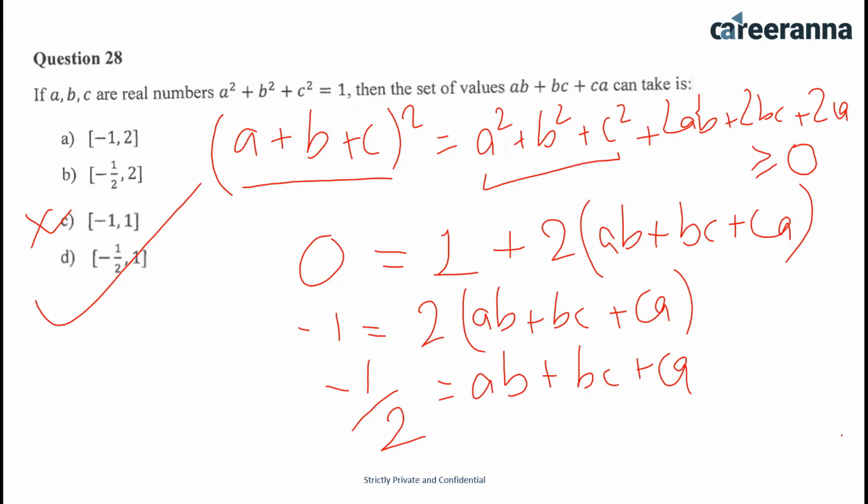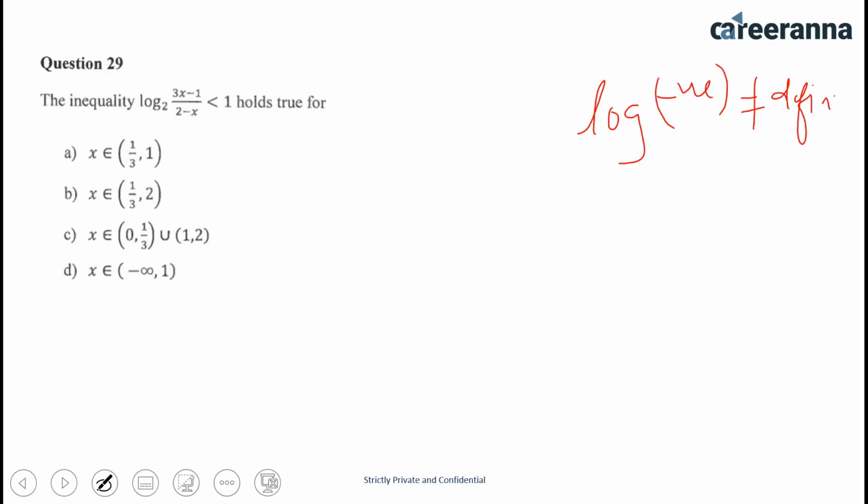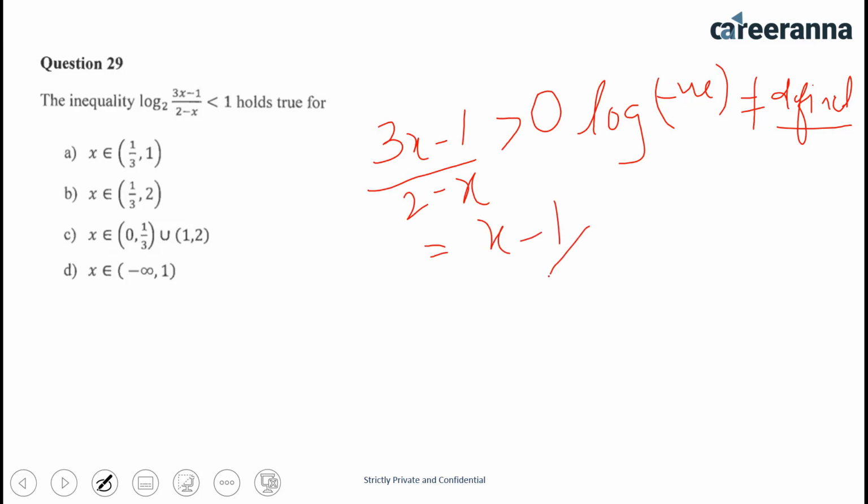So let's move on to our next question, question number 29. The question is saying the inequality log base 2 of (3x minus 1) upon (2 minus x) less than 1 holds true for. Now whenever we are defining the log, we should always remember that log of a negative value is not defined. So first we need to make a restriction for the values which will make it negative. So first we need to find out whether (3x minus 1) upon (2 minus x) should be greater than 0. I can rewrite it as (x minus 1 by 3) upon (2 minus x) should be greater than 0.